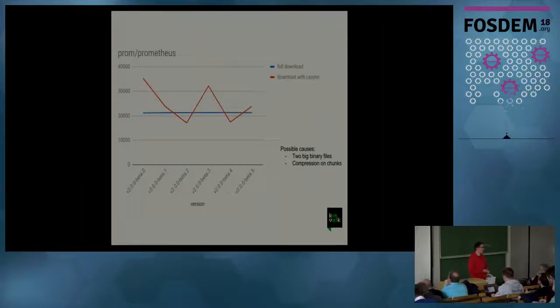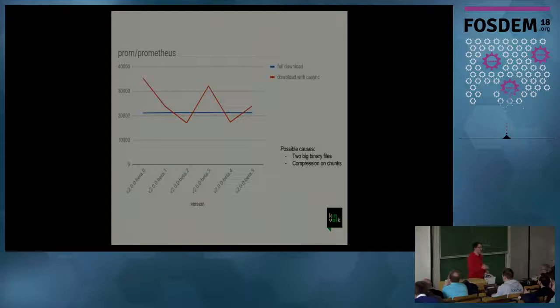So I had a look at the image of Prometheus to try to understand what's happening there. And I see the image is based on Busybox. Busybox is quite small, so it's not the cause there. But mainly the Prometheus image is just two big binaries of 60 megabytes, something like that.